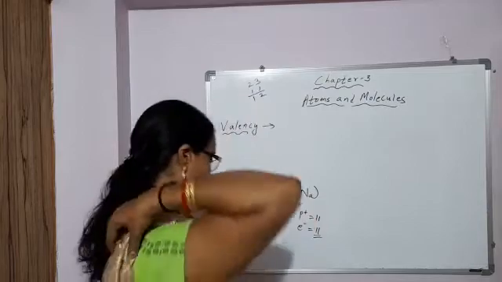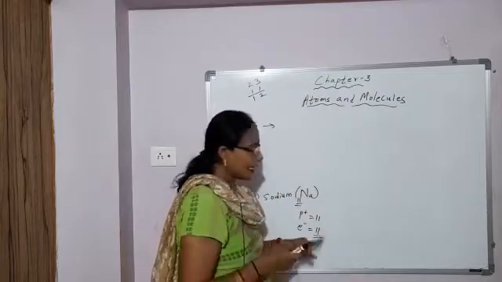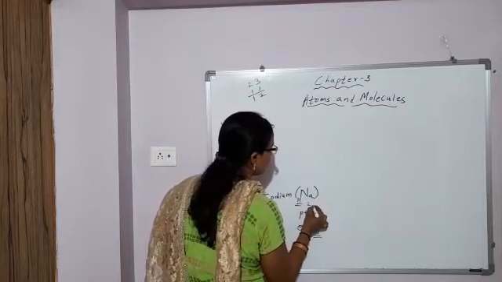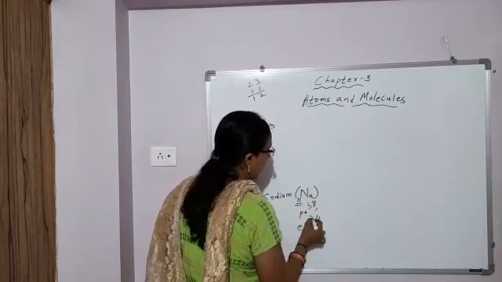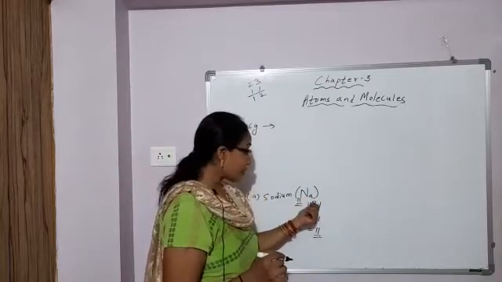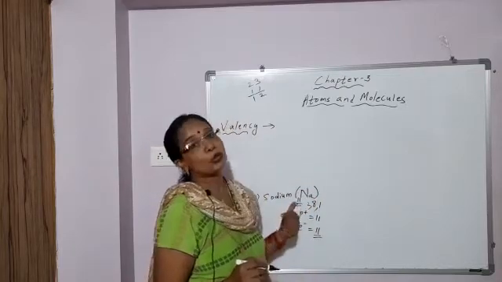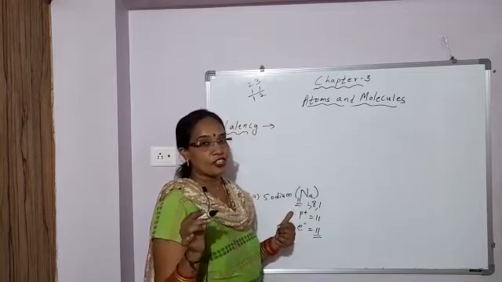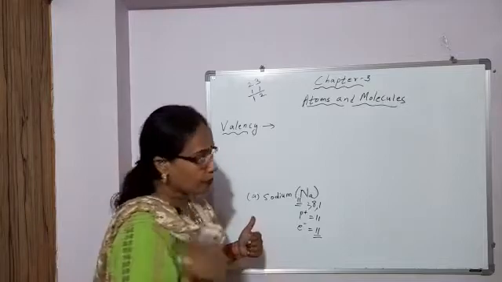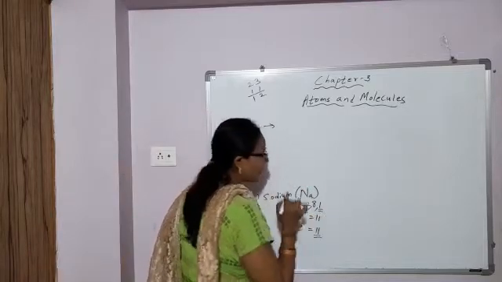Okay, so this 11 electrons you will distribute in different shell. First shell 2, second shell 8. How much left? 1. That will go to the third shell. This is electronic configuration of sodium. Electronic configuration means distribution of electrons in different shells. Now, outermost how many electrons?